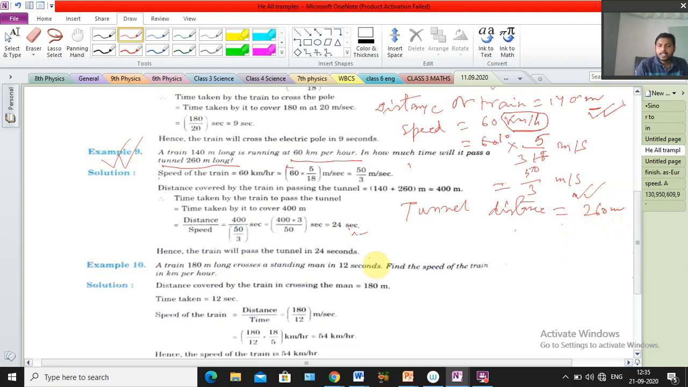That means total distance, sir, total distance equal to 260 plus 140, clear? 260 plus 140, that means we are getting what, sir? 400 meter. Clear? This one clear or not? Okay, so we are getting the total distance here, and speed, sir, how much, sir? Speed we are getting 50 by 3, okay? So now we find out, sir, time, no? We find out, sir, yes, in how much?